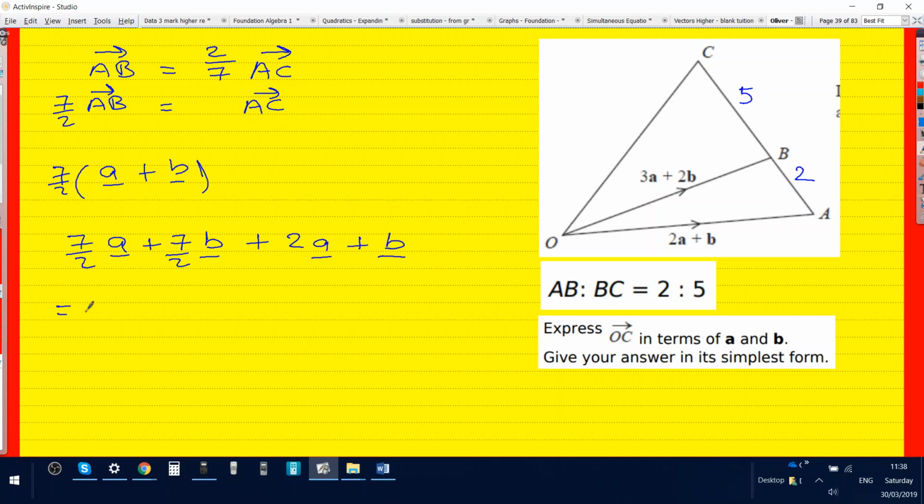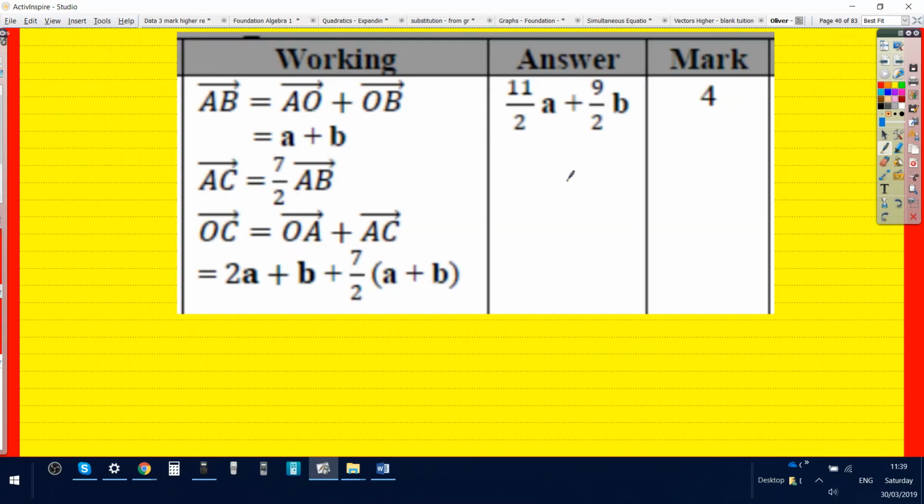And that is just 11 over 2a plus 11 over 2b. We were adding 1b. Oh, 1b, sorry. So 9 over 2b. 11 over 2a, 9 over 2b. There we go.